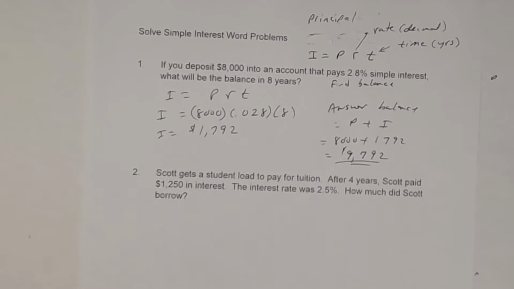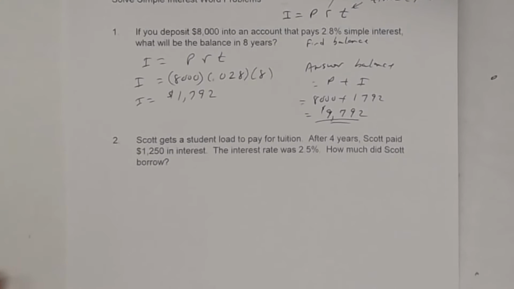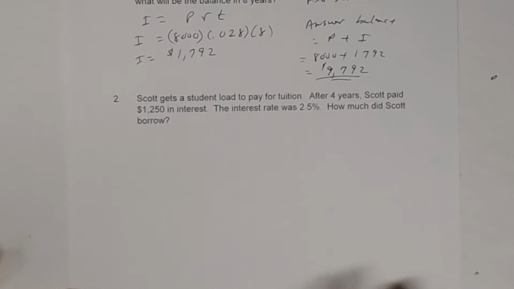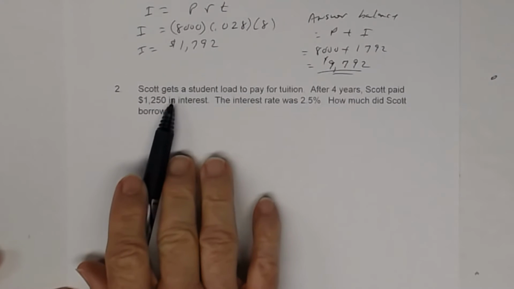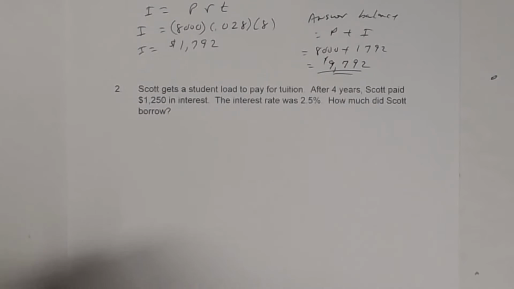So be careful. All right, so that's number two. Let's look at that's number one. Let's look at number two. So number two, you're told that Scott gets a student loan to pay for tuition. After 4 years, Scott paid $1,250 in interest, and the interest rate was 2.5%. And then how much did Scott borrow?